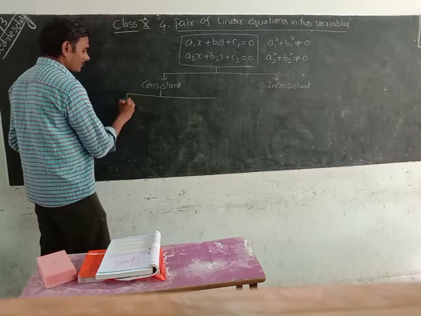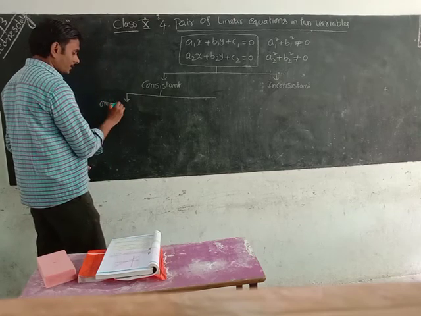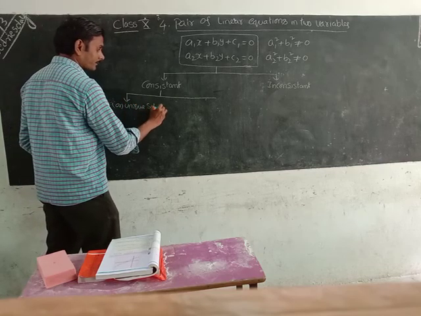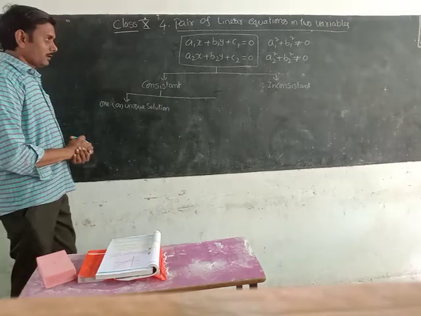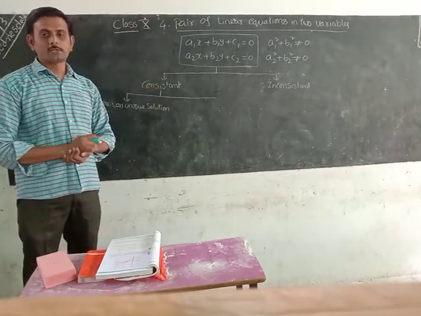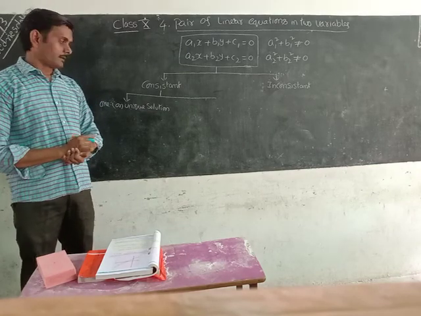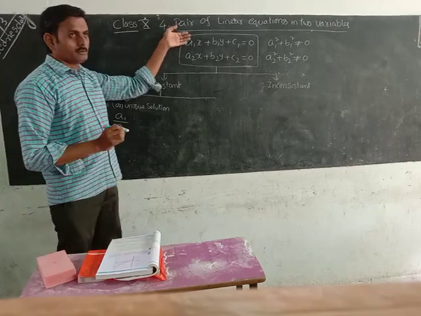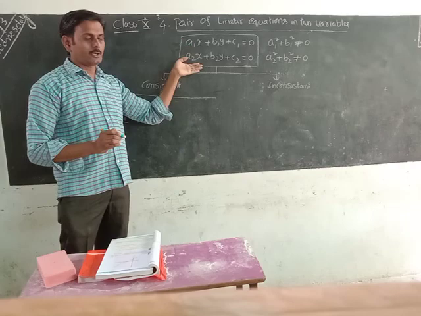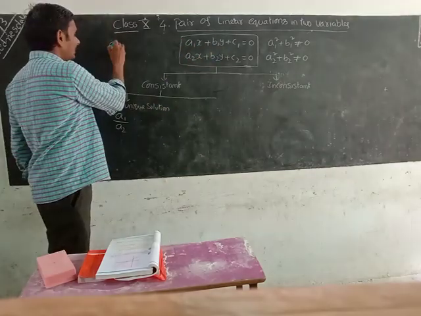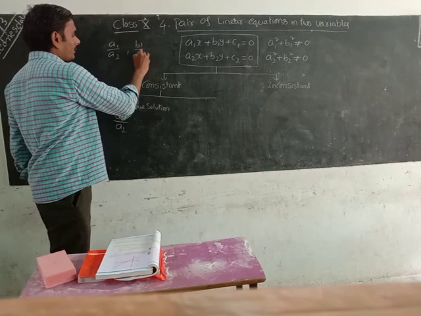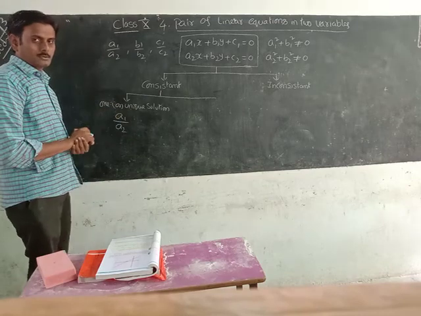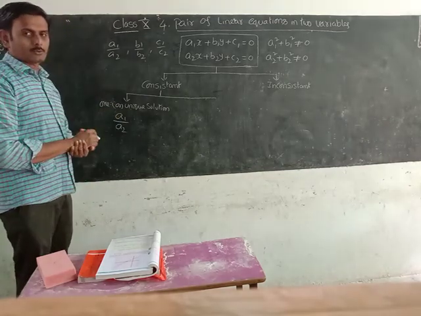Consistent means here one solution, or unique solution. If a pair of linear equations has one solution or a unique solution, how can we identify it? The condition is based on the coefficient ratios: a1 by a2, b1 by b2, c1 by c2. By considering these ratios, we can tell whether there is one solution or more than one solution.